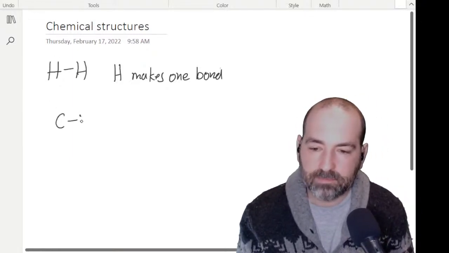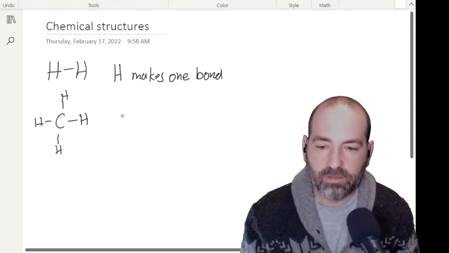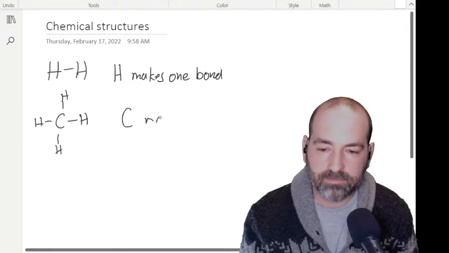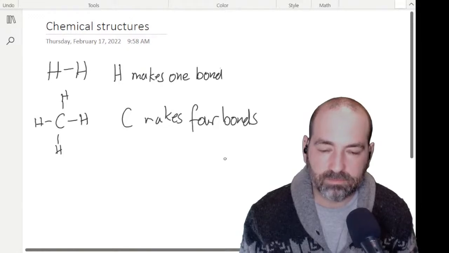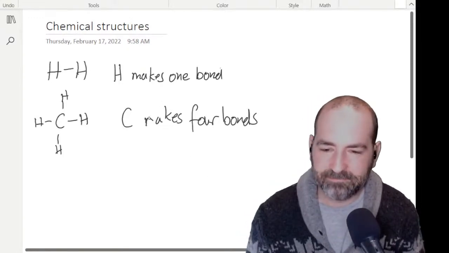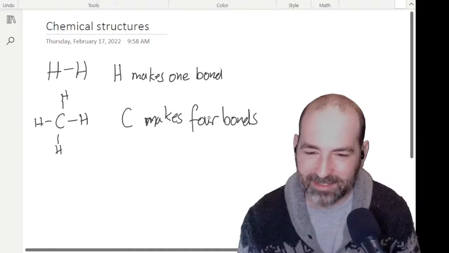Carbon, which is another one we're going to see a lot today, makes 4 bonds. And sorry for the messiness here. It's a little bit delayed from when I write it, so it gets a little tricky.